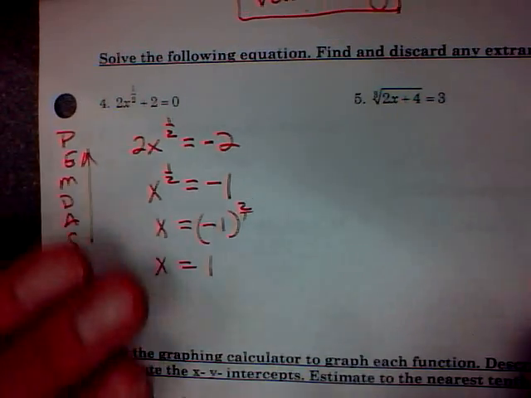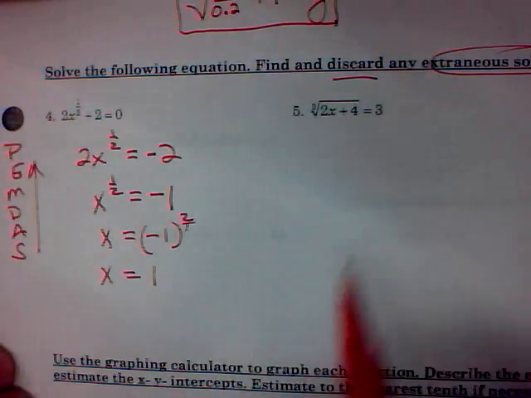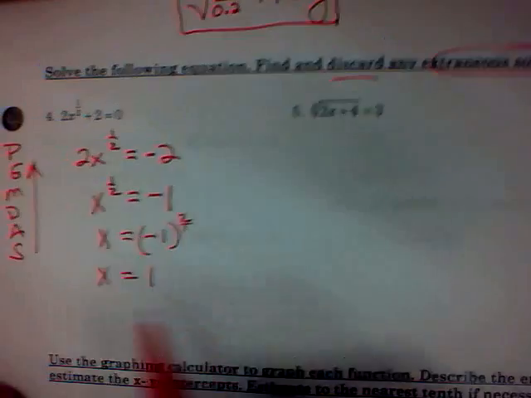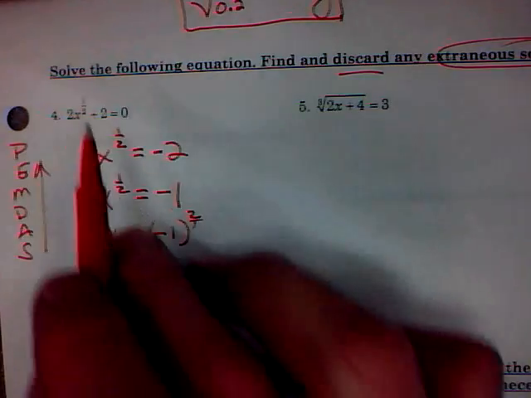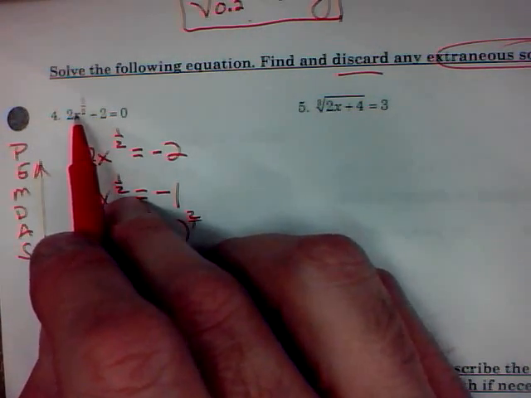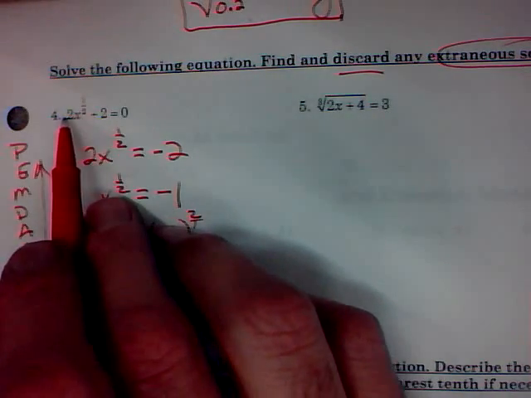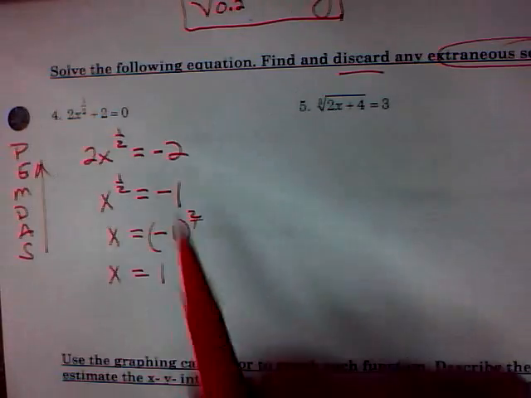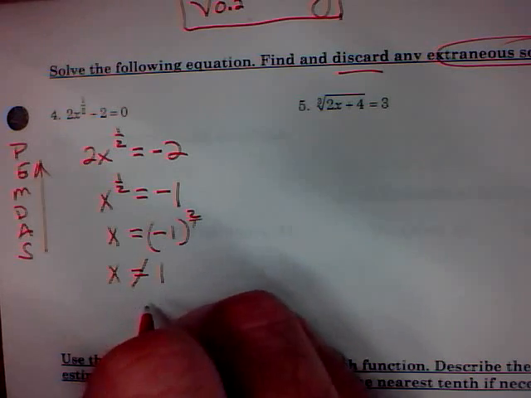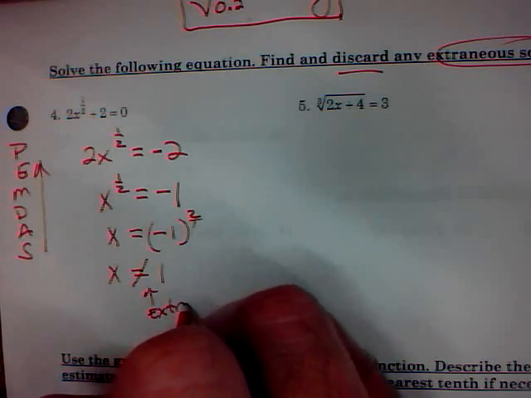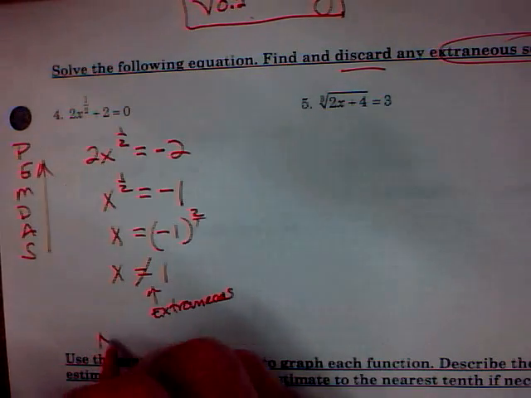Okay? But in this section, we're going to need to watch because we're going to need to discard any extraneous solutions. And extraneous solutions would be solutions that don't work. So if we plug this back in, we've got a +1 here, and we're going to plug that back in. So we've got, remember, the 1/2 power is the square root. So we've got the square root of 1, which is 1, times 2, which is 2, plus 2, which is 4. That obviously doesn't equal 0. So this one here does not work. This is extraneous.